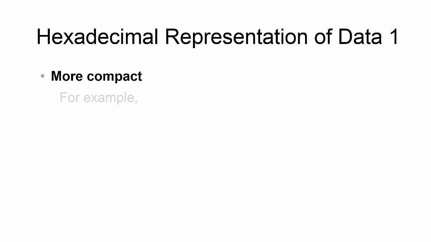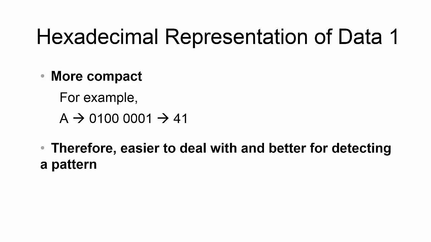It's more compact. For example, A was represented by this binary number 01000001. When you are using a hex number, the same pattern can be represented by number 41. Therefore, it's easier to deal with and better for detecting a pattern when you're using a hex number instead of a binary number. Think about the difference between 0100 0001 versus 41.